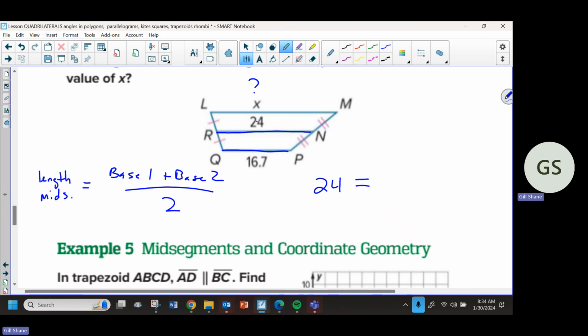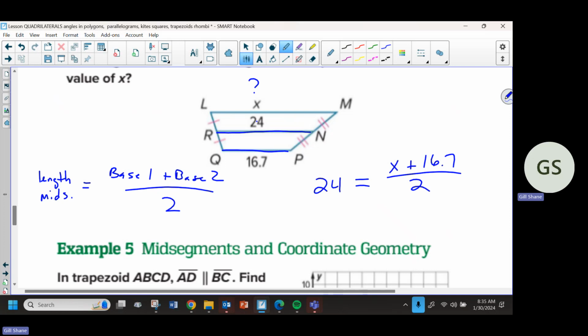Be careful, because a lot of you are just going to add two numbers and divide by 2. That's not always the way you do it. It depends on what you're solving for. And it doesn't really matter which one is base 1 or base 2. What's base 1, you want to say? I heard two people. I'm going to say X. I heard X first. What's base 2 then? If that's base 1, it's the other side that's parallel. So 16.7.